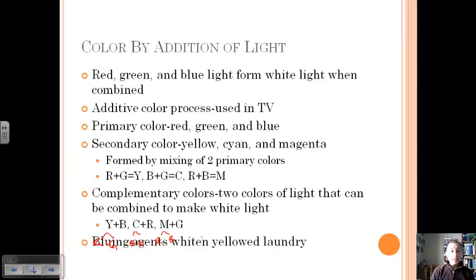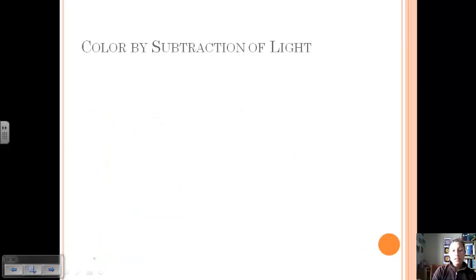So I kind of wrote over my sentence here, but this is why bluing agents will whiten yellowed laundry. If you have a white shirt and it's getting stained and yellowing, if you add bleach to it, which is a bluing agent, well, we know yellow and blue make white, and so it makes it appear whiter. Okay, so that's addition of light.